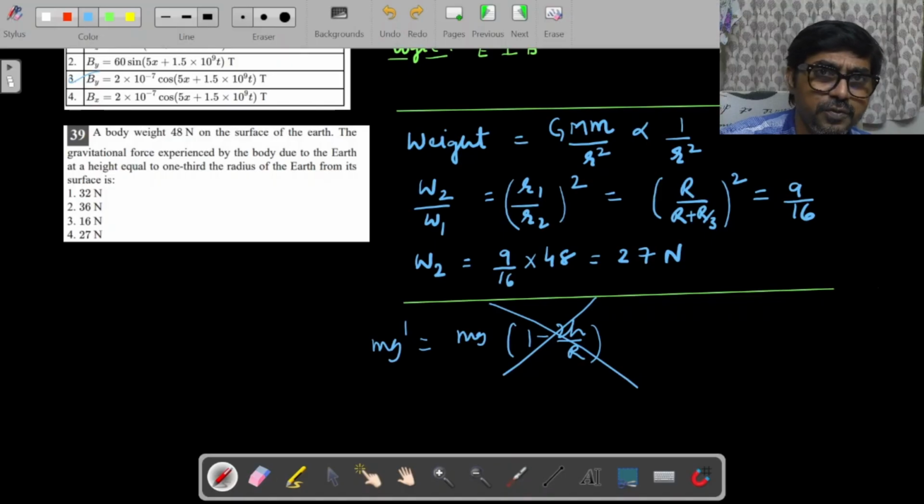So initial distance is up to the surface, capital R, but the final distance is R plus R by 3. From the surface it is R by 3. So W2 by W1 equals R1 by R2 whole square, because it is inversely proportional. So R by 4R by 3 whole square, if you do, you will get 9 by 16 times the initial value, 9 by 16 into 48. So 16 3s are 48, into 9, you will get 27 Newton. That is going to be the answer for the 39th question.